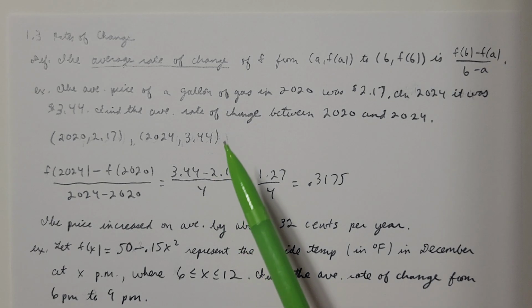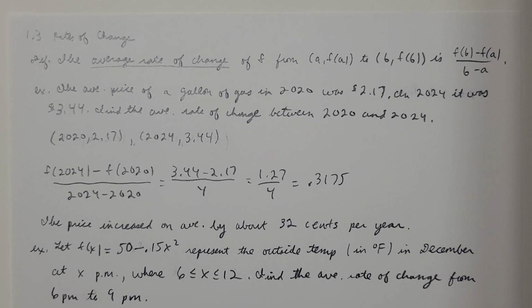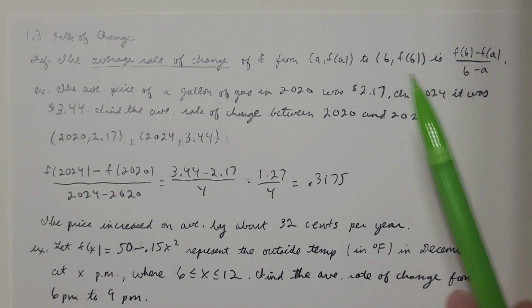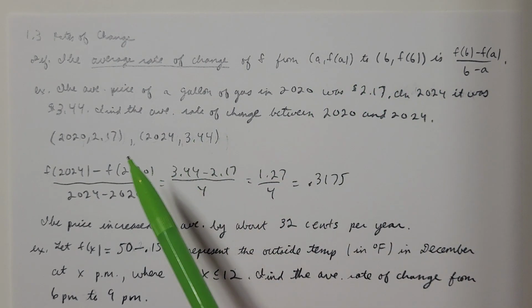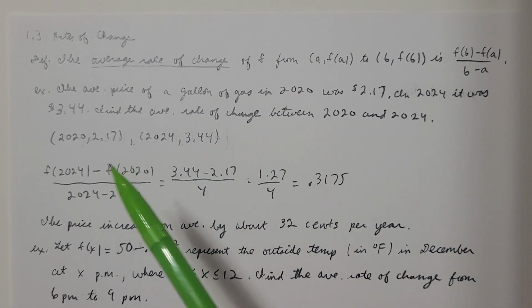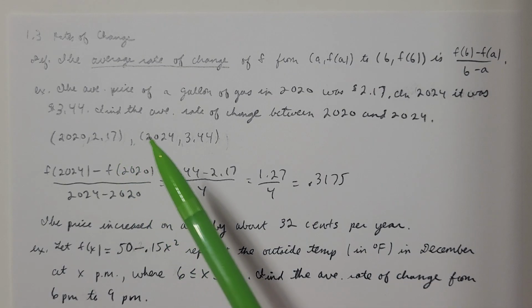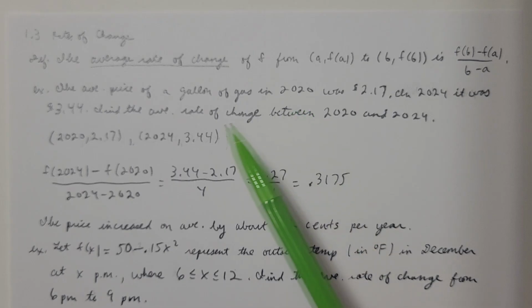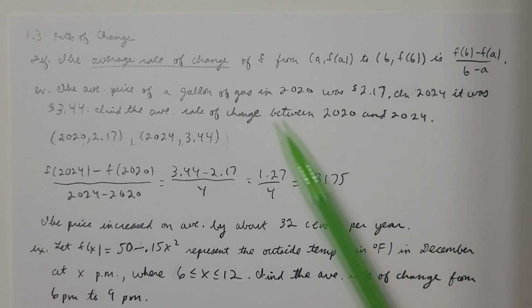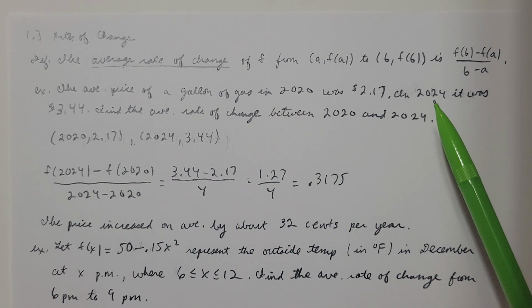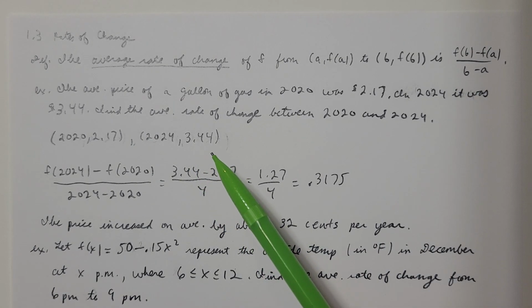The average price of a gallon of gas in 2020 was $2.17. In 2024, it was $3.44. Find the average rate of change between 2020 and 2024. Okay, so I have 2 points on a graph there. X is the year and Y is the price of a gallon of gas. So in 2020, it was $2.17, and in 2024, it was $3.44.